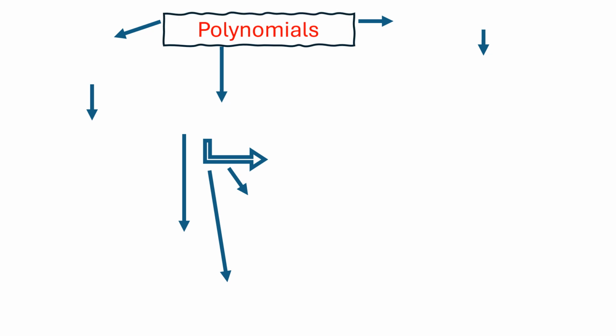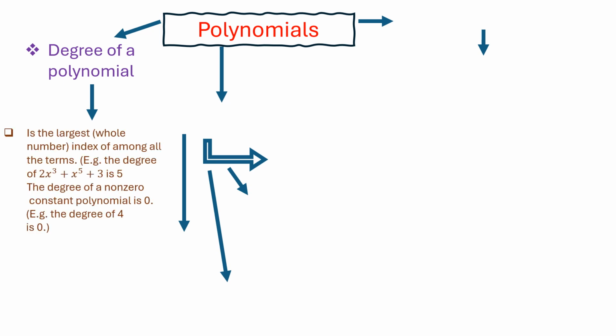Let's look at how we can define the degree of a polynomial. The degree of a polynomial is the largest whole number index among all the terms. For example, if you have a polynomial that is 2x cubed plus x to the power 5 plus 3, then you will see that the largest index is 5. So this polynomial is of degree 5.